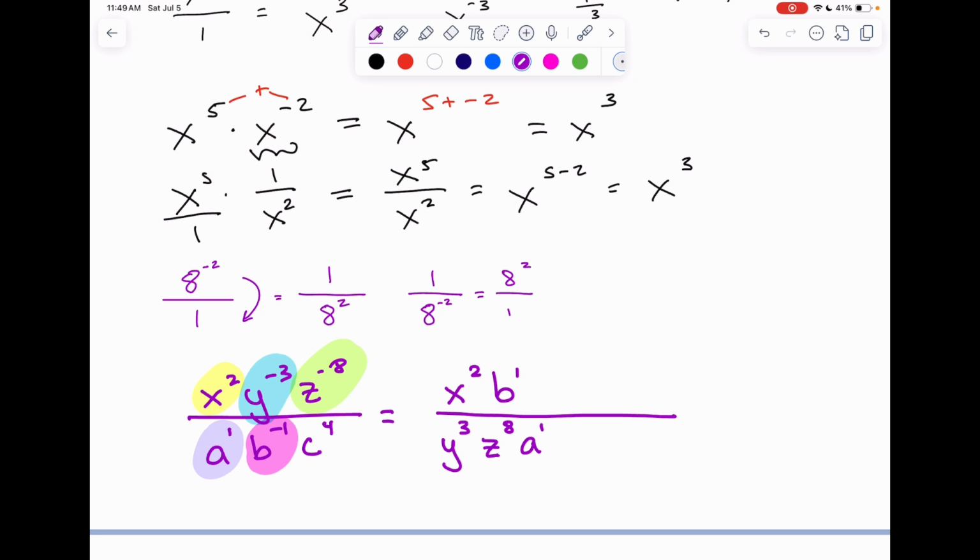Okay, and again, because it's a positive 1, we don't have to write it. And I don't have to write that positive 1 exponent on the guy in the denominator either. So now let's see about that last little guy. That's c to the 4. Looks pretty happy to me. It's a nice positive exponent, so let's leave it where it is. So when we simplify this, it'll look just like this now with all positive exponents.